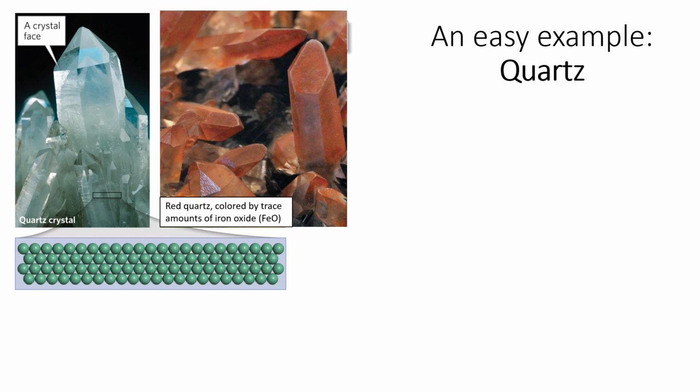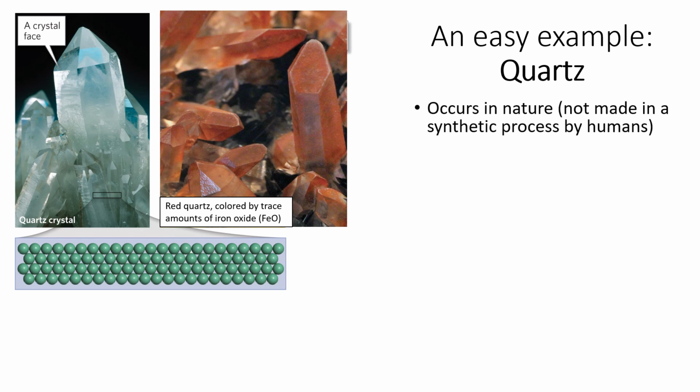So let's go back to our example of quartz. This is a great example to explain to you each property of a mineral. So quartz occurs in nature. It's not made in a synthetic process by humans. For example, you find most beach sand that you typically think of as being white or tan colored is made up of quartz, and this occurs naturally.